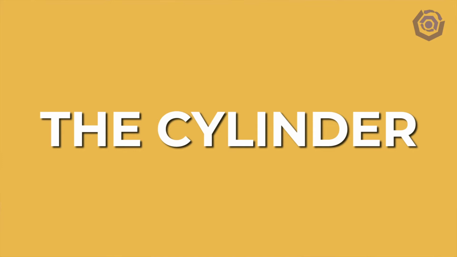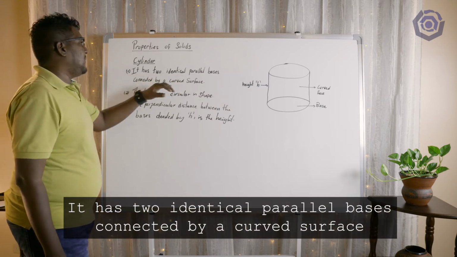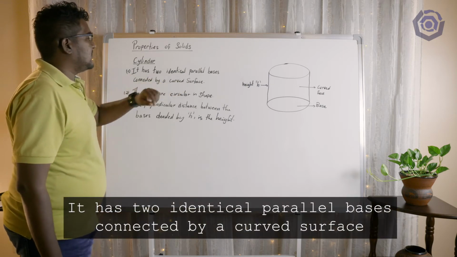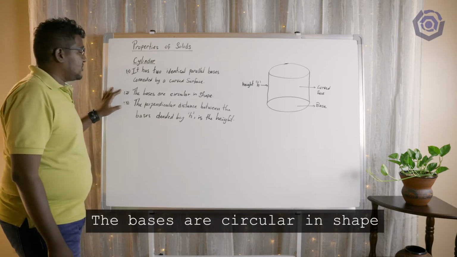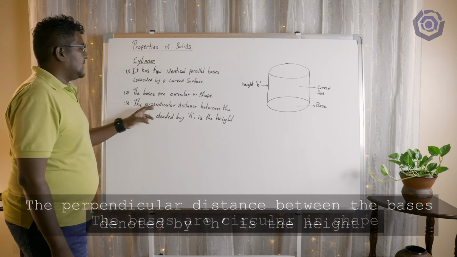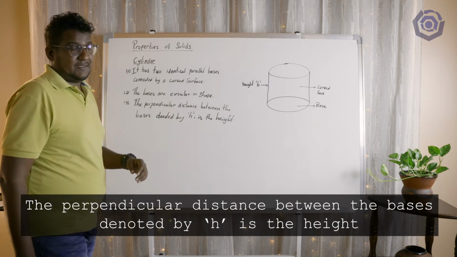The third shape we would be looking at is the cylinder. So the properties of a cylinder: one, it has two identical parallel bases connected by a curved surface. Two, the bases are circular in shape. And three, the perpendicular distance between the bases, denoted by h, is the height.